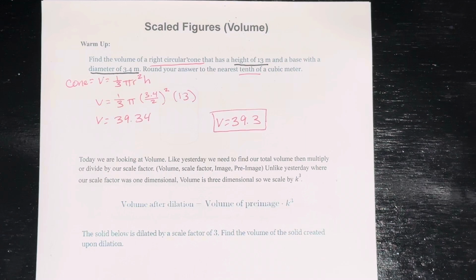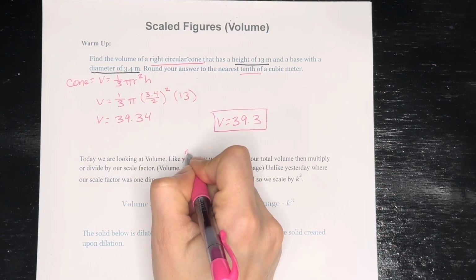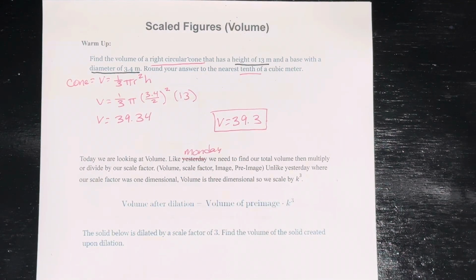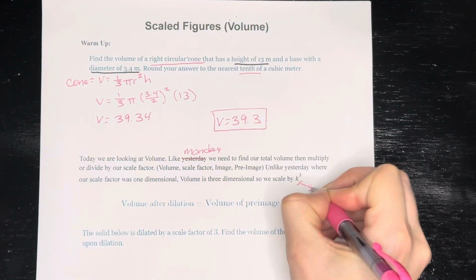All right, so today we're looking at volume, like this should say Monday. We need to find our total volume, then multiply or divide by our scale factor. Volume, scale factor, image, and pre-image are the terms that you need to understand. Unlike Monday, where our scale factor was one-dimensional, volume is three-dimensional, so we can scale by K, which is our scale factor, cubed.